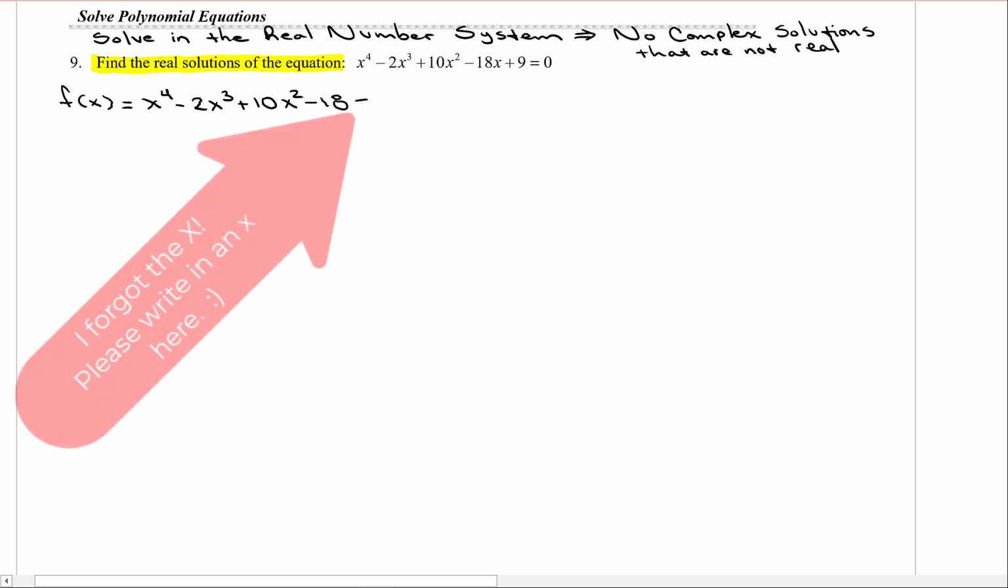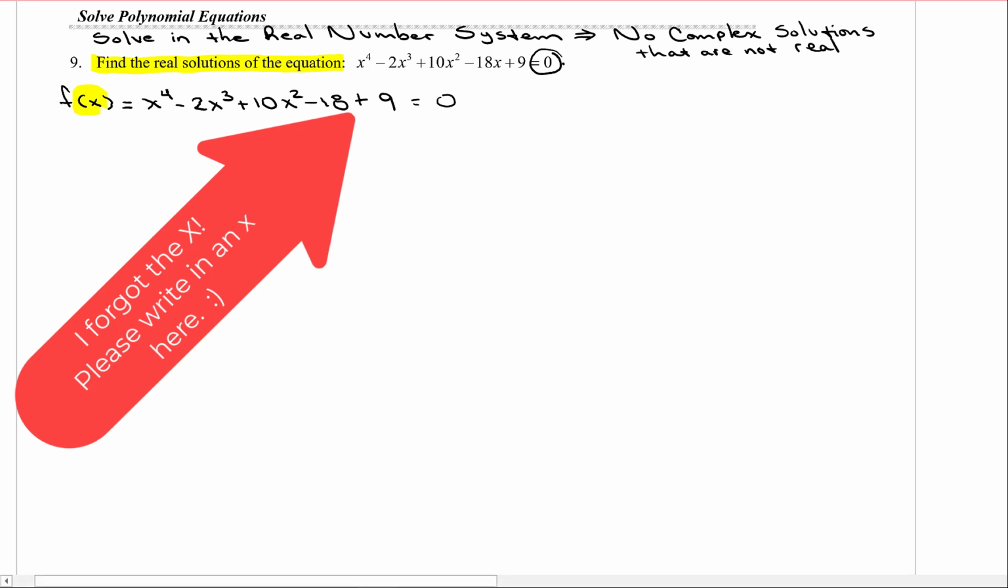So cool. Oh, I forgot to write the x in here. Please write an x in here for me, please. Thank you, you guys. You guys are the best. Awesome. Now that I've mentioned that I forgot to write the x and you guys are all writing it in there, let's go back to the problem. Let's not let that distract us from our problem.